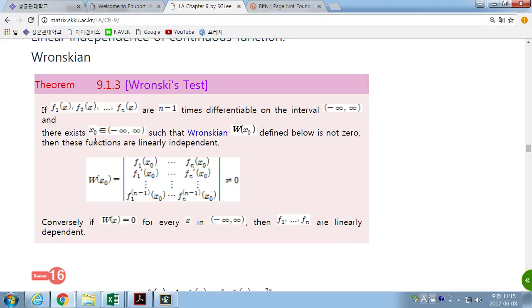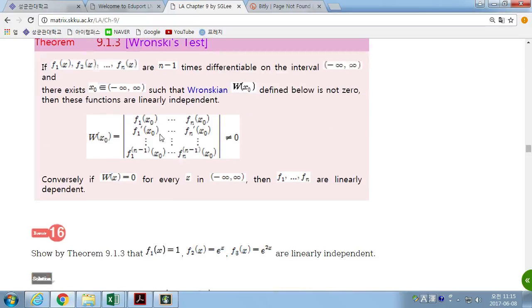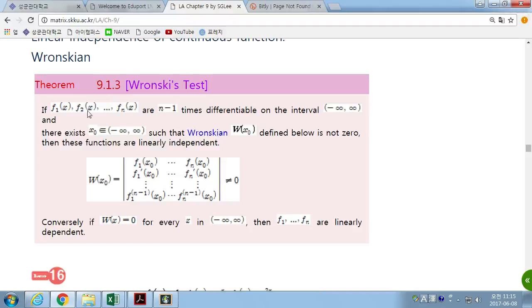The Wronskian can be made with this. Since these continuous functions are differentiable, we can find the first derivatives of these, and the second derivatives, up to the n minus 1st derivatives, as the nth row. Then we have an n by n matrix. We can find the determinant of it. We call that the Wronskian of this set of n continuous functions. If it is not a zero function, it shows these given continuous functions are linearly independent. That's it.